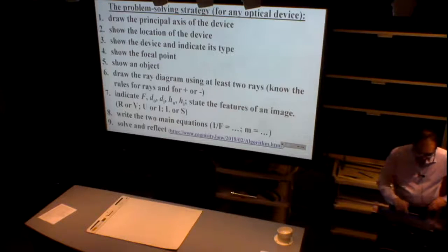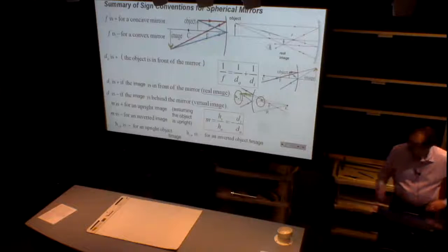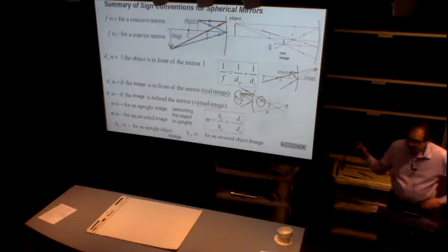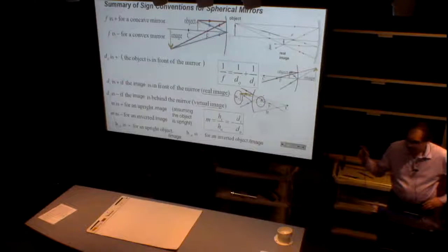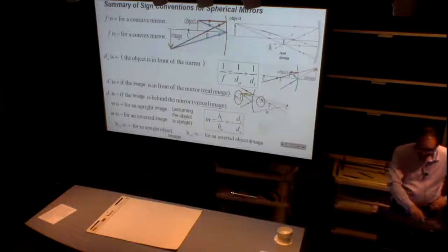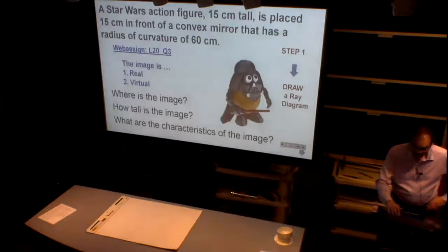For that, I give a general answer. This is what you need to memorize for all situations. Positive, negative, positive, negative, positive, negative. See, for example, it says F is negative for a convex mirror.